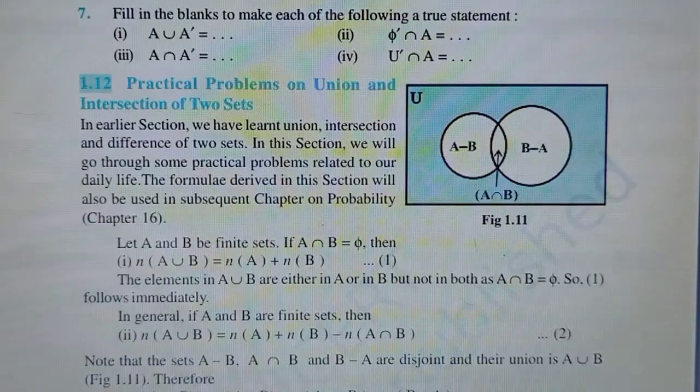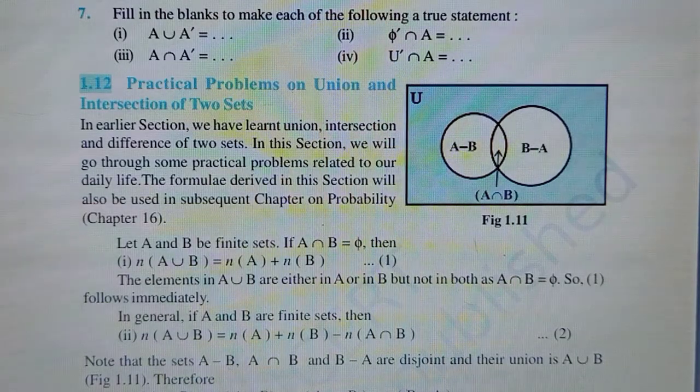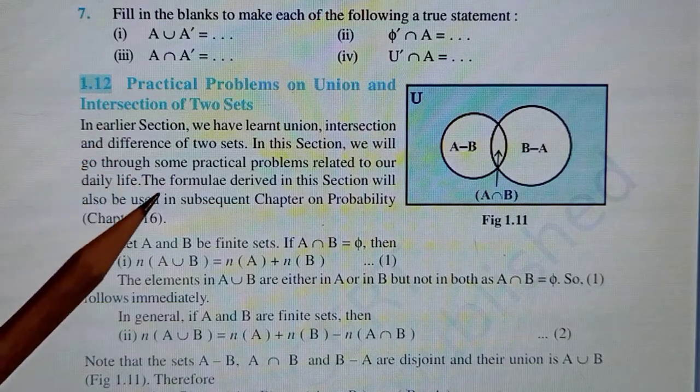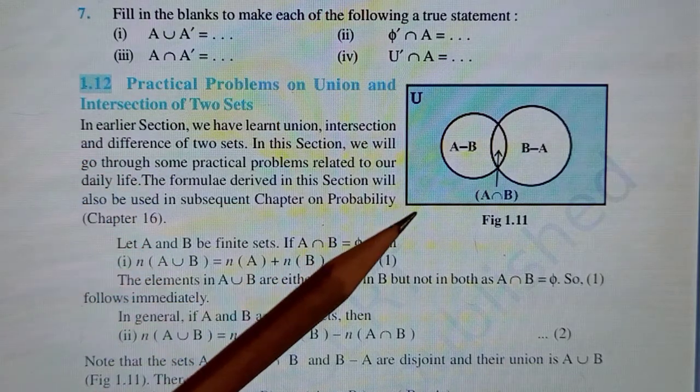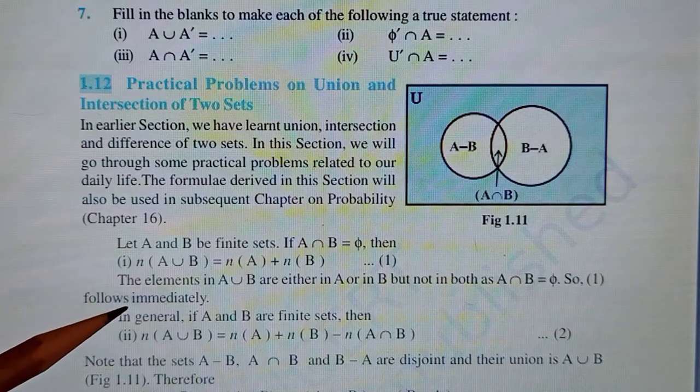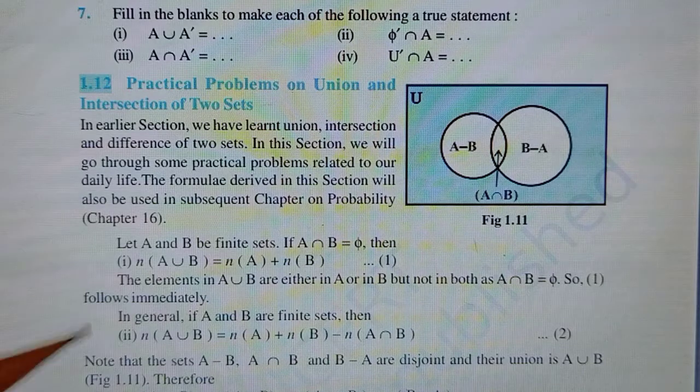Now the most important part of set theory, children, for you all, is the practical problems that will be based on union and intersection of two sets. With the help of Venn diagrams also we can solve them, and there are these basic formulas of cardinal number that help you solve the practical problems.